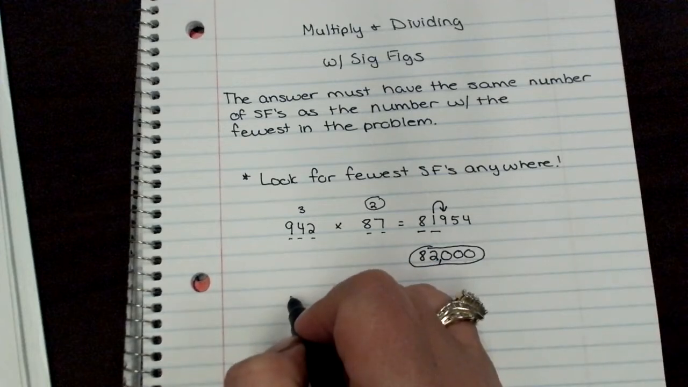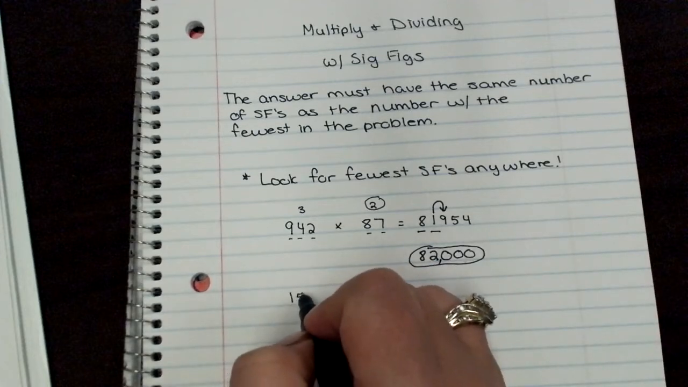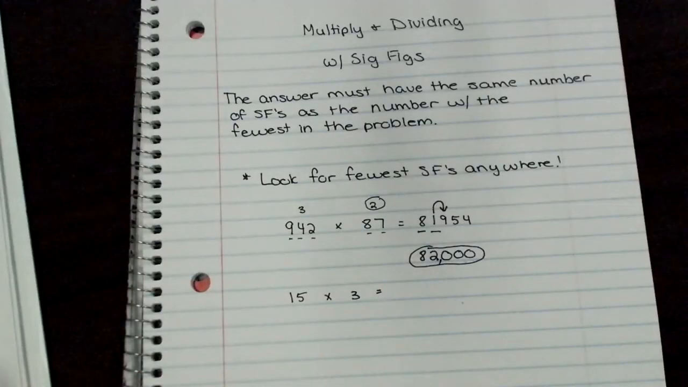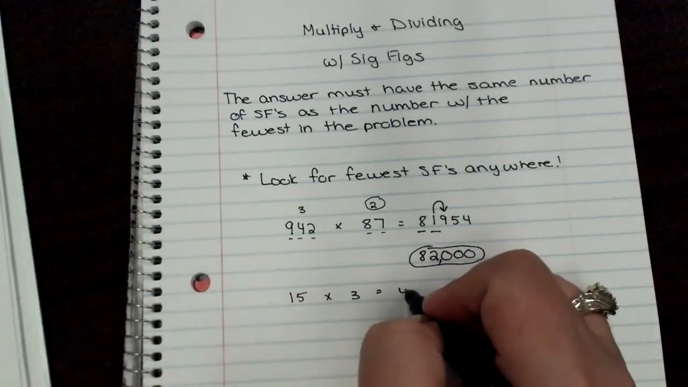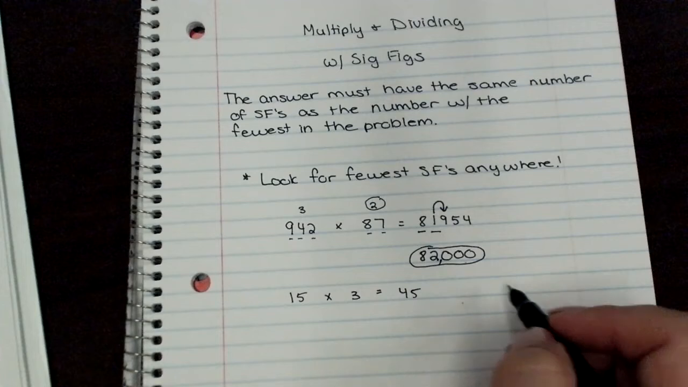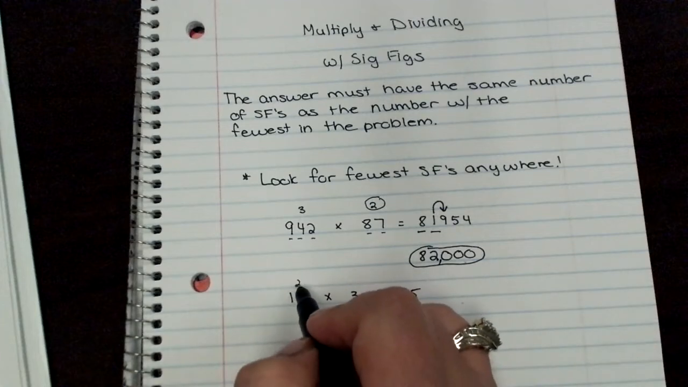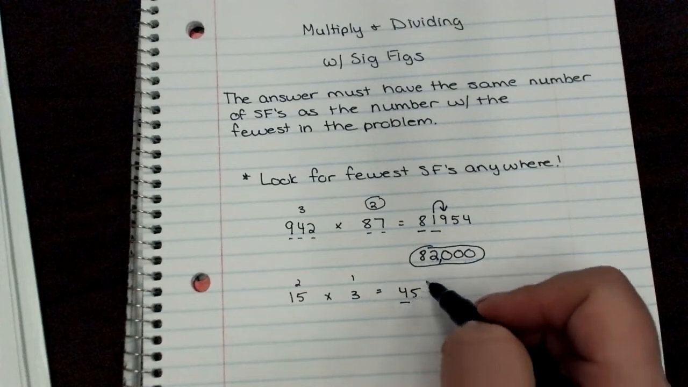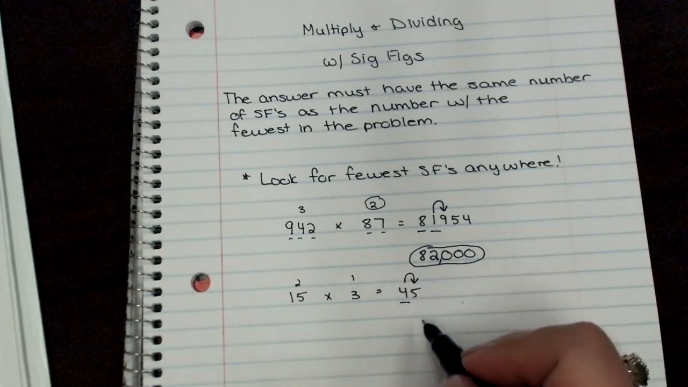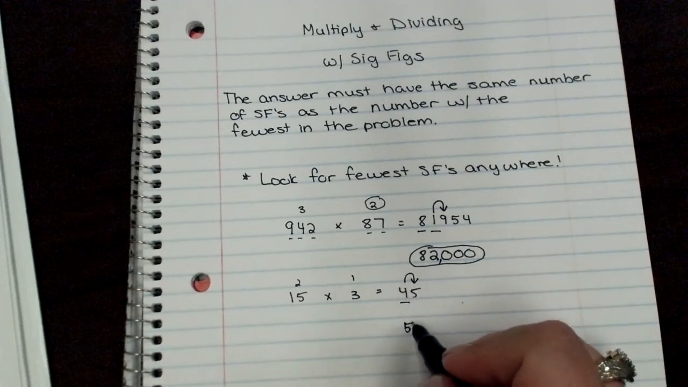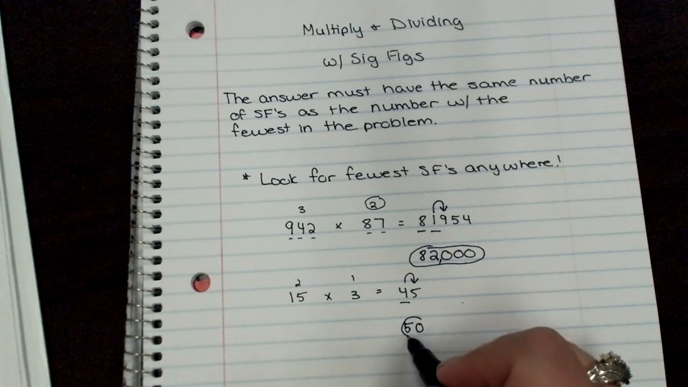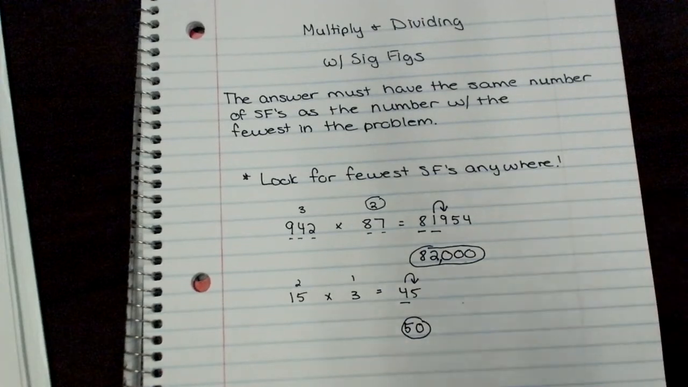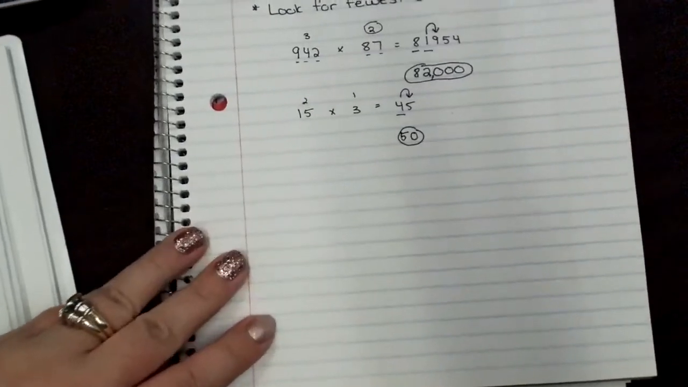Work this one for me. Let's see, we have 15 times 3, which of course is 45. Okay, so 2 sig figs here, 1 sig fig here, so my answer needs to have 1. So I'm going to look at that 4. 5 rounds it up, so it becomes a 5, and I need to put a placeholder, so it becomes 50, 1 sig fig.